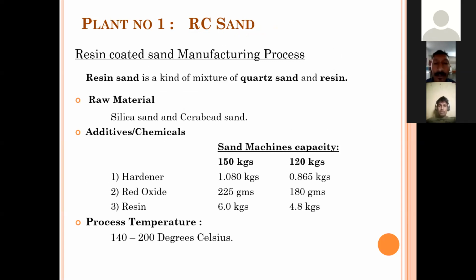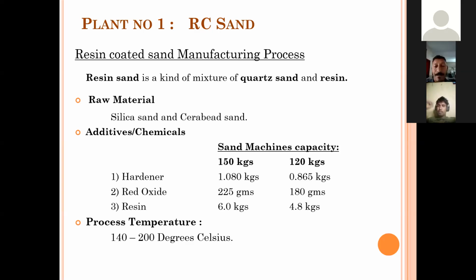The company profile is already told, the name is Abhishek. The first plant is resin coated sand, sir. For the raw material, we take sand from the river and somewhere else, and that sand is named silica sand or carbide sand. Then some materials are added to that sand, sir, like hardener and red oxide. If we are using a machine of 150 kg, then 1.8 kg of hardener, 225 grams of red oxide, and 6 kg of resin are used.